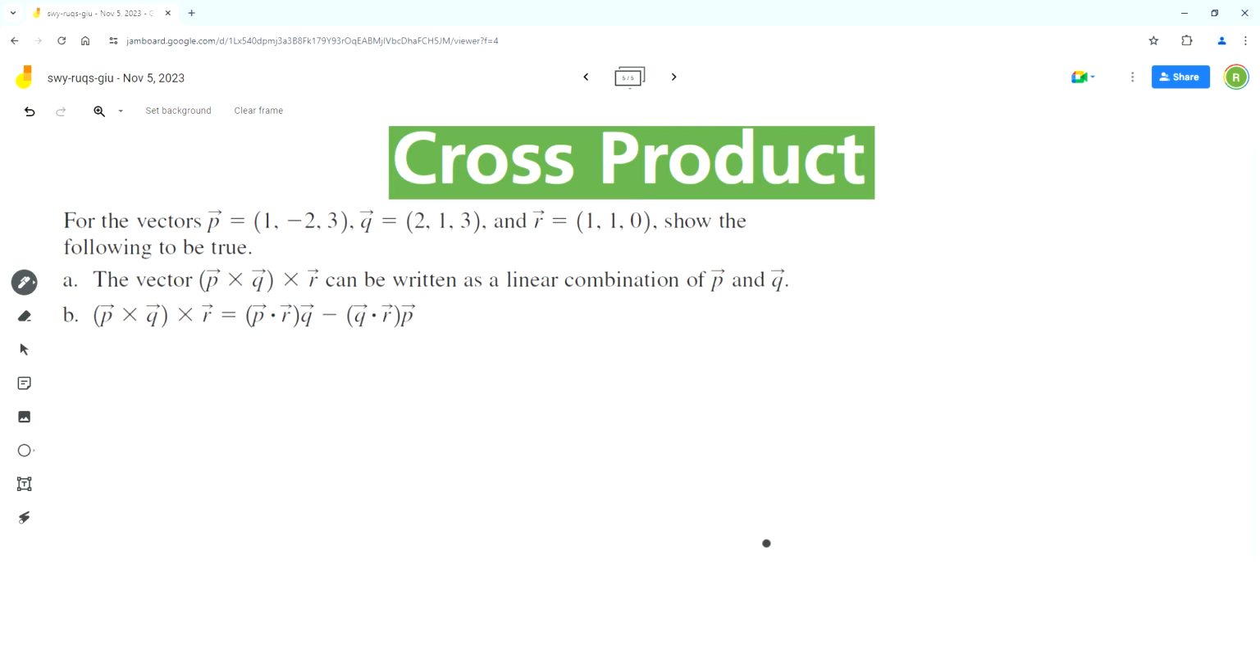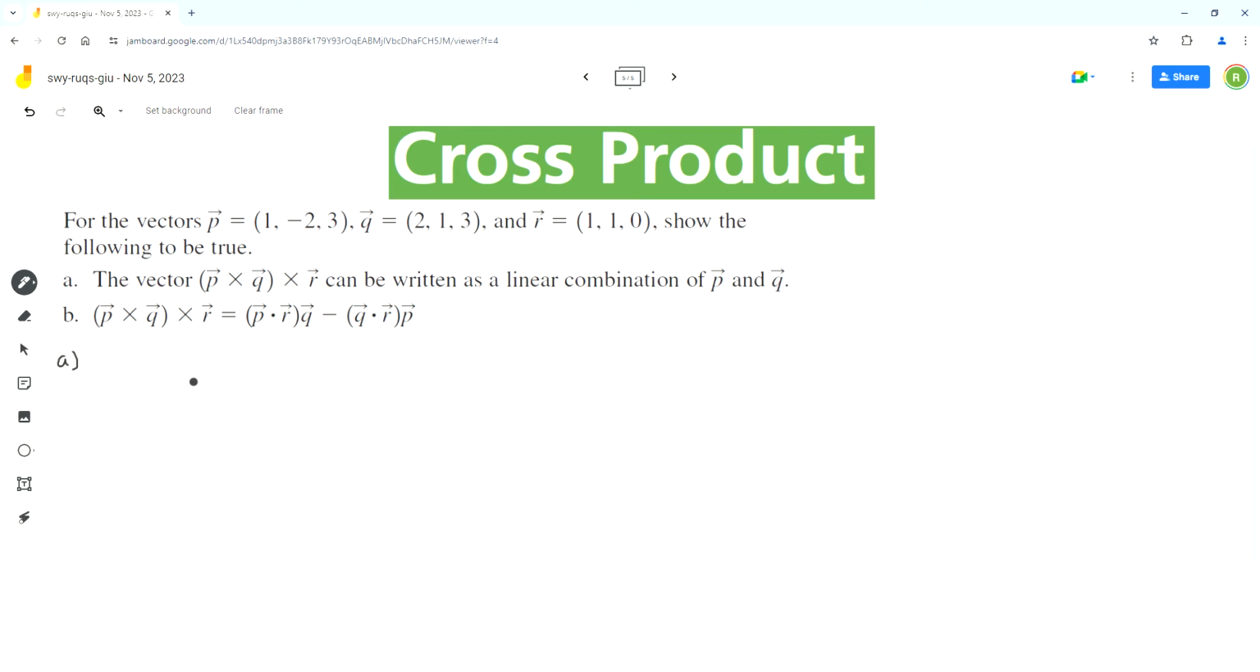So in this video, we'll solve this problem using the concepts of cross product. As per the problem, for the vectors p, q and r, show the following to be true. So let's start with part A. The vector p cross q cross r can be written as a linear combination of vectors p and q.